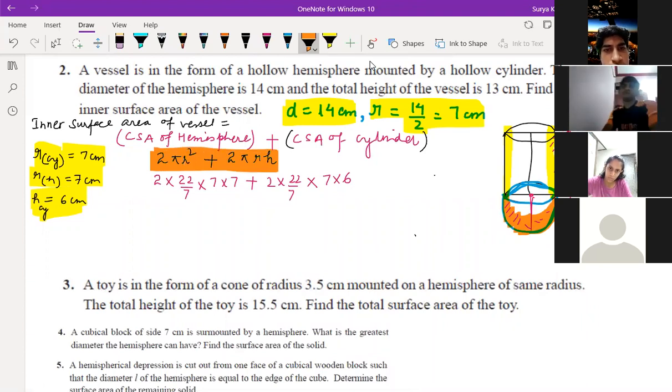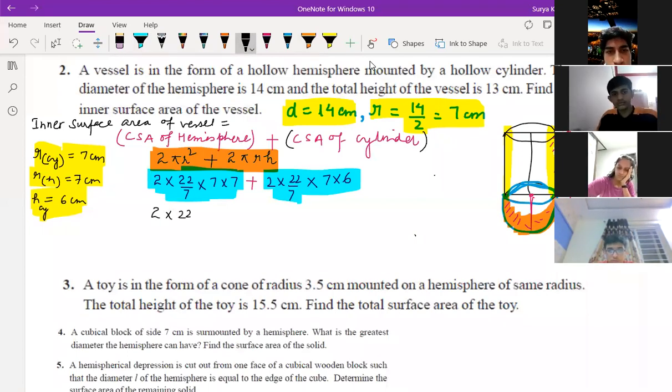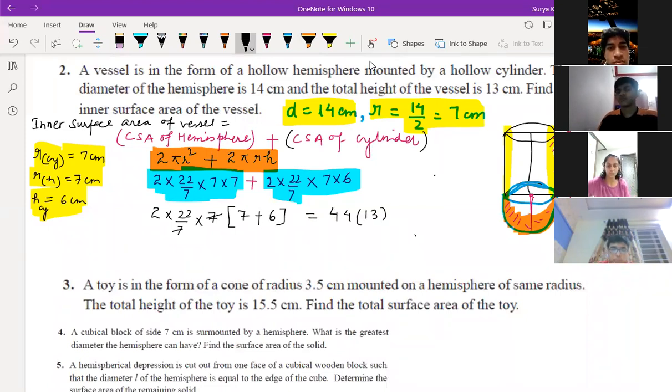Starting only. Sometimes what happens? The radius of the cylinder or the height of the cylinder and something will not match together. In this question, you can take common directly, but in some questions it will not match exactly. This is 7 and this may be some different thing. So now you can take common. What is common in both? 2 into 22 by 7 is common, again into 7 is common. We can write in bracket 7 plus 6. 7 got cancelled, so we can write here 44 into 13. What is 44 into 13? 13 fours are 52, 52 and 50.